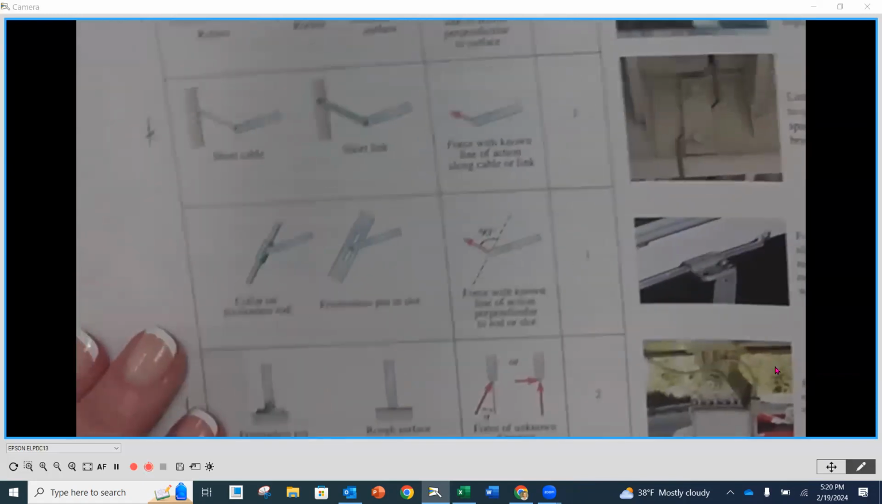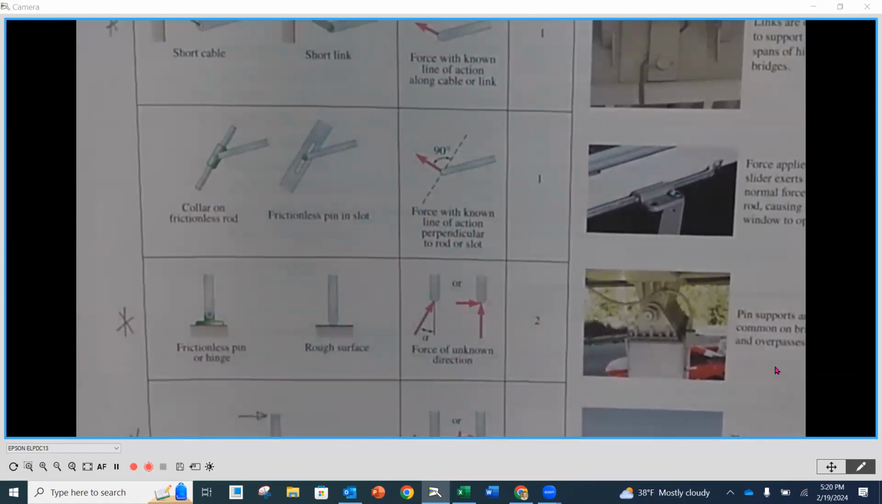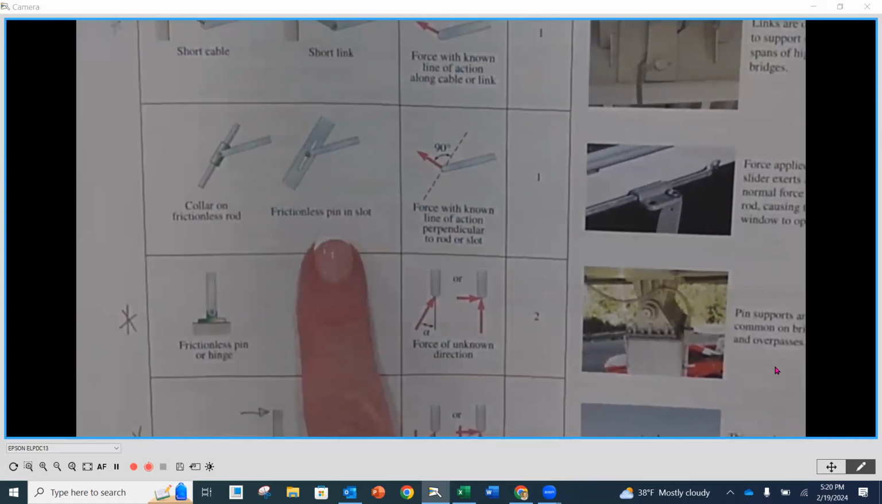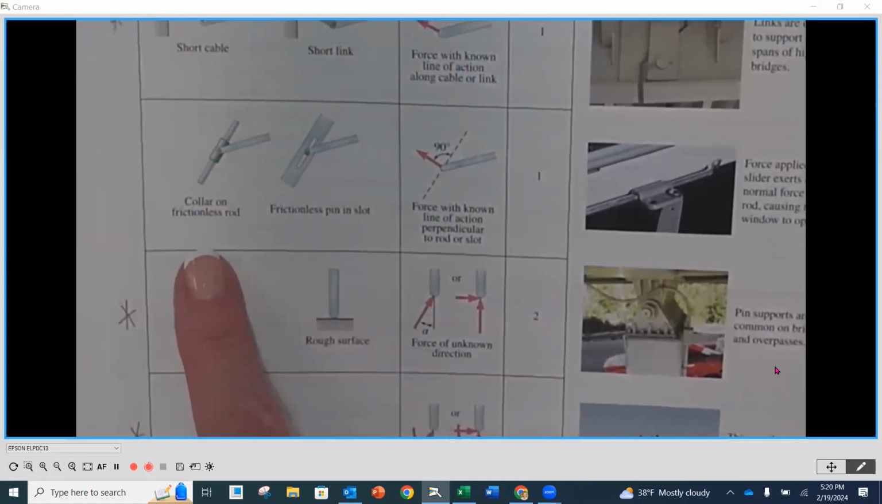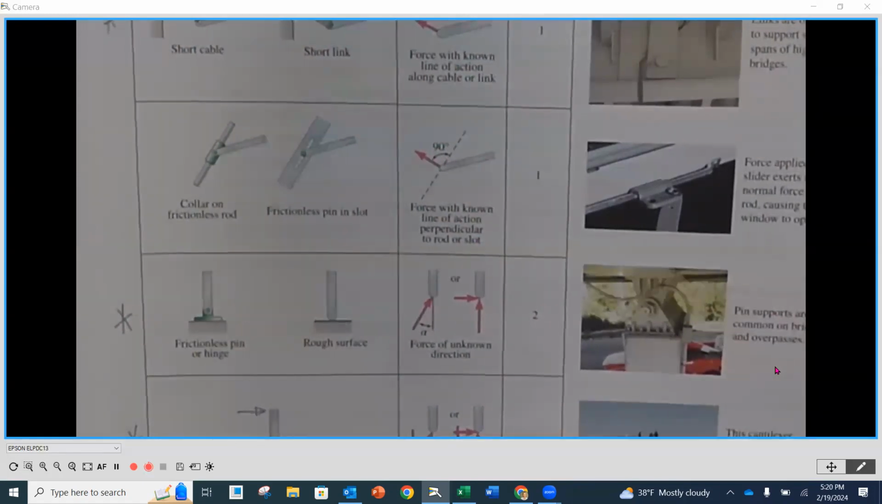The next one is not going to be a common one that we see very often, at least at this point in the class. All right. And this is going to be a frictionless pin in a slot or a collar on a frictionless rod. Not that they can't be used and that they're not used. They are used. We're just not going to hit them in this chapter. We're going to hit kind of the more common ones.